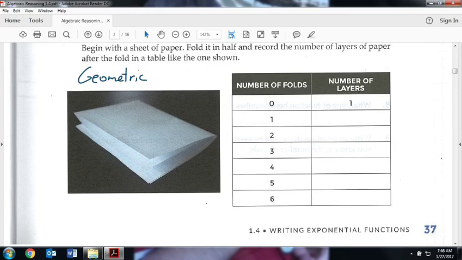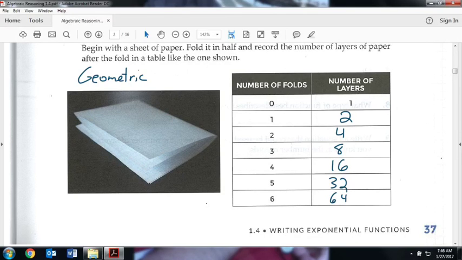The problem says to begin with a sheet of paper, fold it in half, and record the number of layers of paper after the fold in a table like the one shown. If I don't fold it at all, there's only one layer. If I fold it once, I now have 2 layers. Fold it again, I have 4 layers. Again, 8. Again, 16, 32, 64.